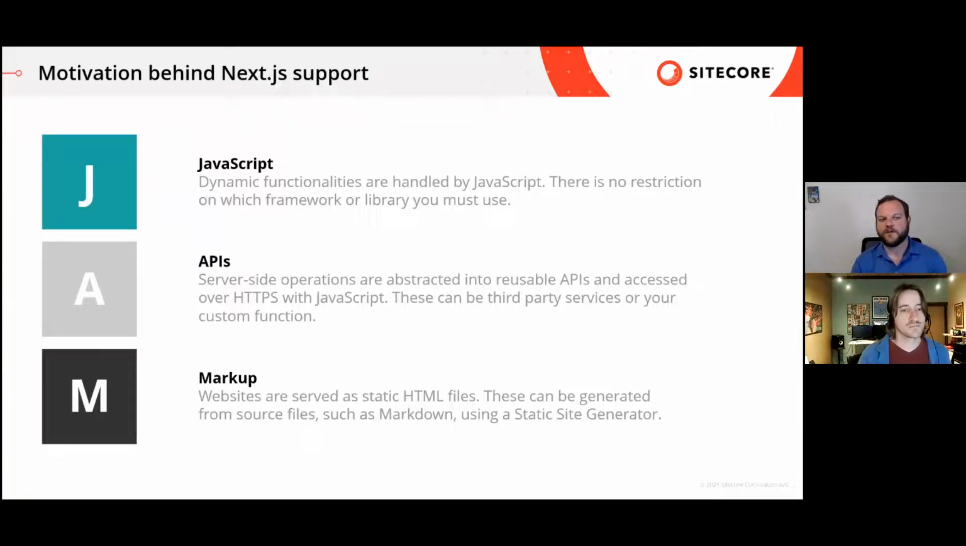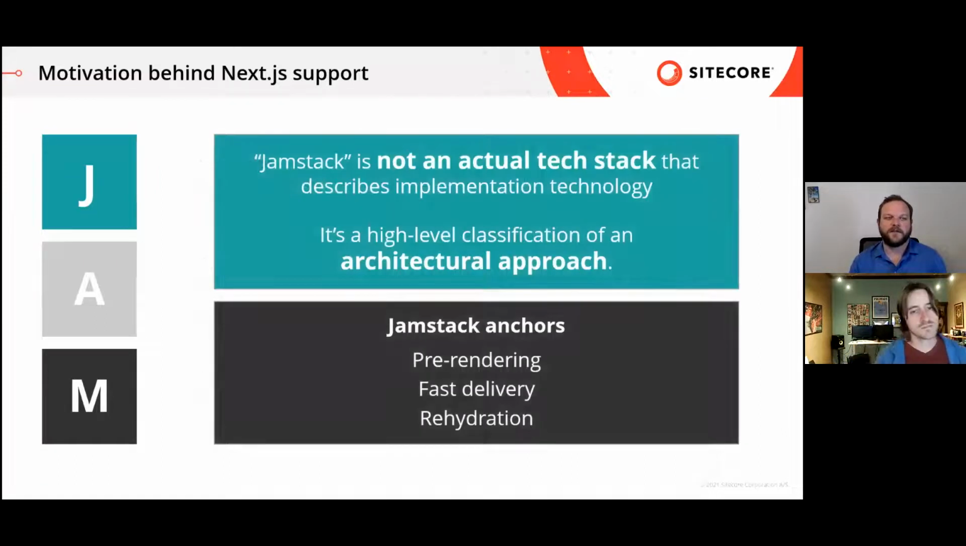So JavaScript gives you the dynamic front-end functionality. APIs are what we would want to be using to get any third-party content, authentication, or calls out to a database. And then markup is what's going to be converted and generated into HTML files using a static site generator, such as Next.js. So combining these three technologies gives us a new architectural approach.